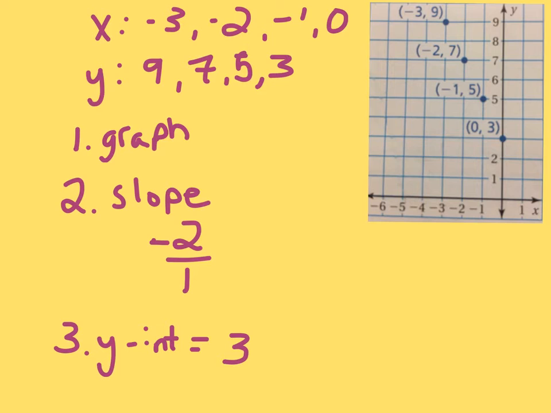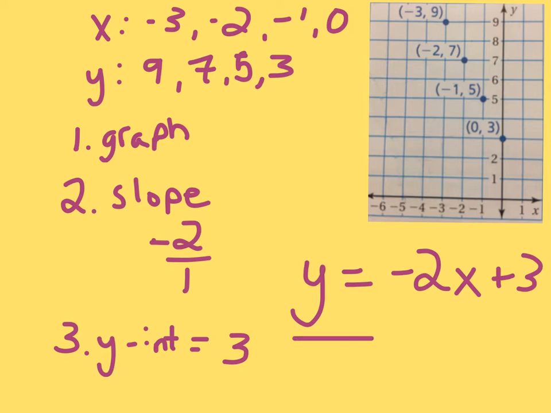Now all I need to do is write this in slope-intercept form, where everything relates to y. So y is equal to the slope, which is negative 2, then your x, and then our y-intercept is going to be plus 3 because we're above the x-axis. Okay, so my answer is y equals negative 2x plus 3.